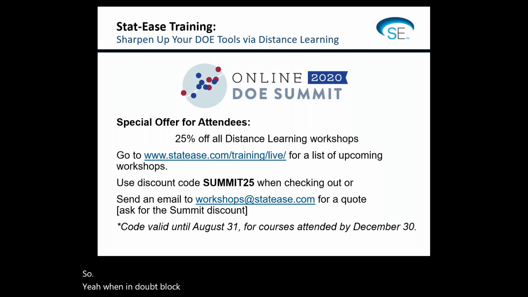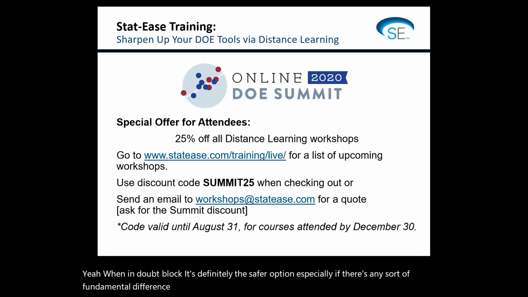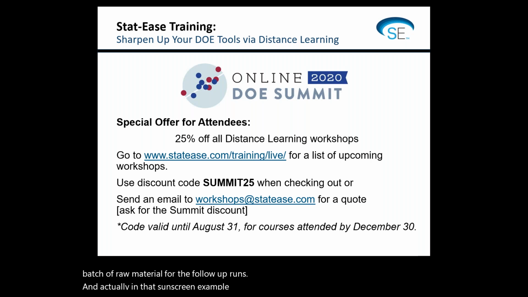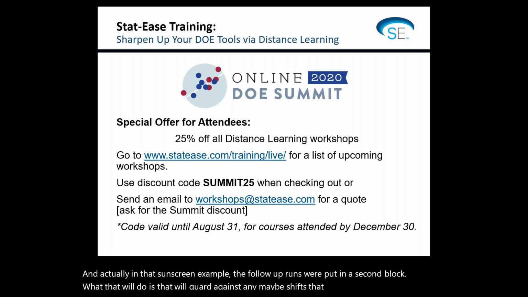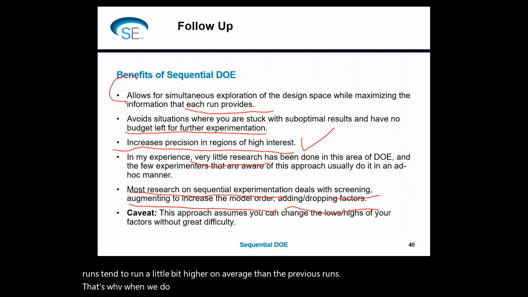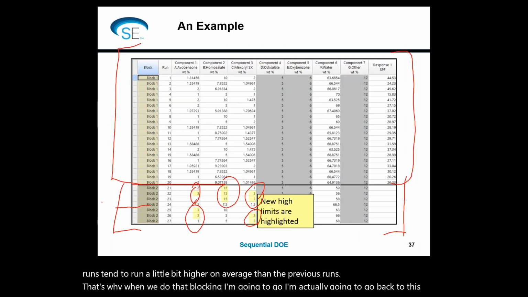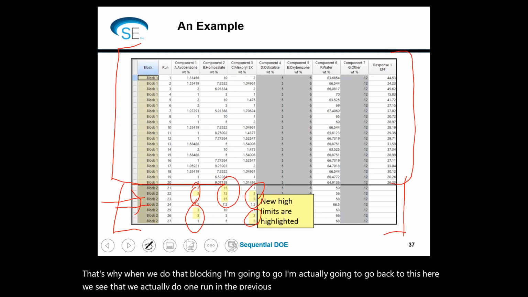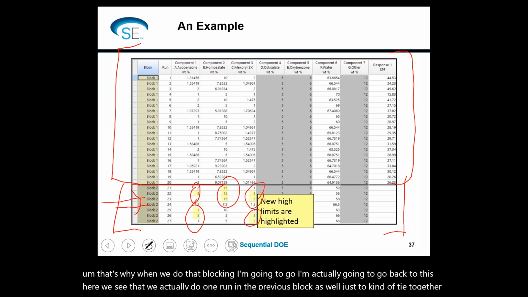It's definitely the safer option, especially if there's any sort of fundamental difference to how the experiment's actually being done, like you have to use a new batch of raw material for the follow-up runs. And actually in that sunscreen example, the follow-up runs were put in a second block. What that'll do is guard against any shifts that occur, where maybe the follow-up runs tend to run a little bit higher on average than the previous runs. That's why when we do that blocking, I'm going to go back to this here. We see that we actually do one run in the previous block as well, just to tie together, make sure, mathematically, everything works out.